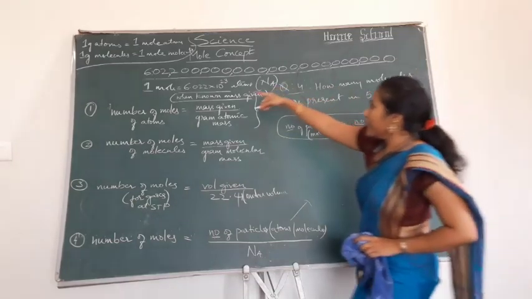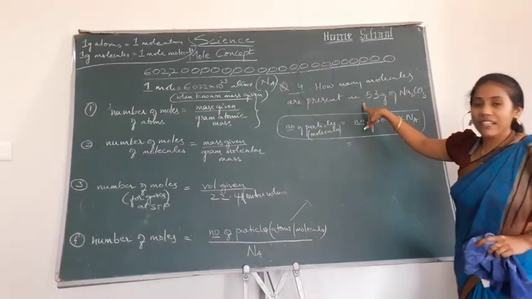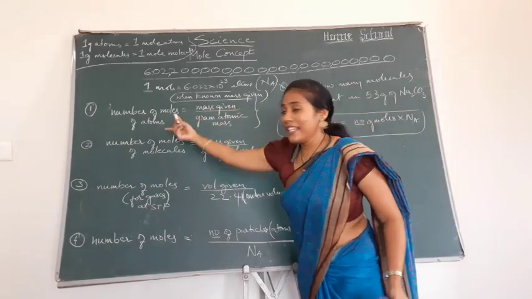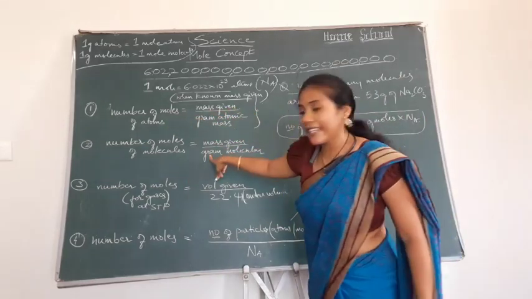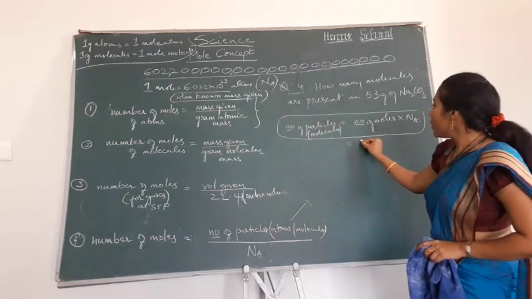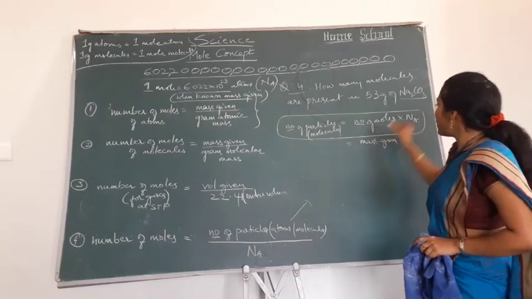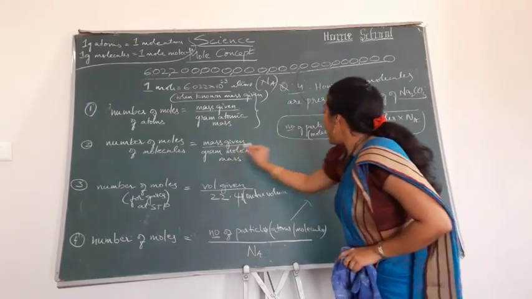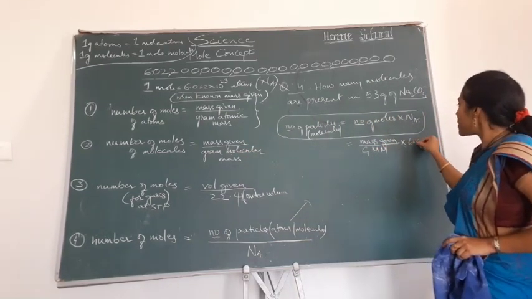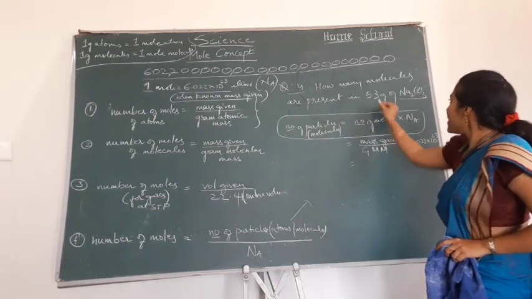Avogadro number you know it is this number. But did they give the number of moles directly in the question? No. They have given a mass. When mass is given you can calculate the number of moles, again using the second formula. It's a molecule, right? So number of moles is mass given, since it is a molecule, divided by gram molecular mass, into Avogadro number, which is 6.022 into 10 to the power of 23.